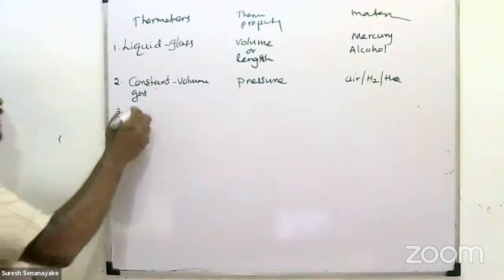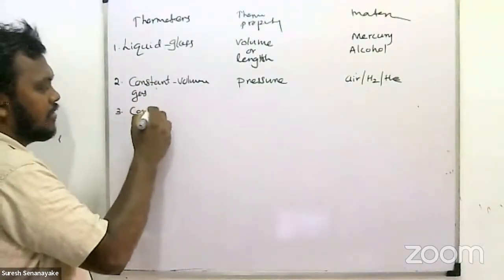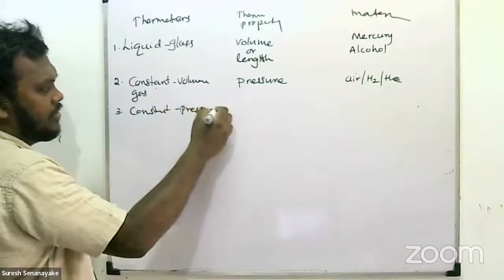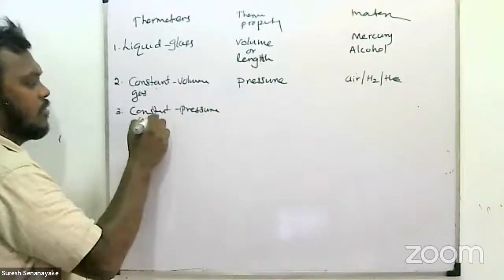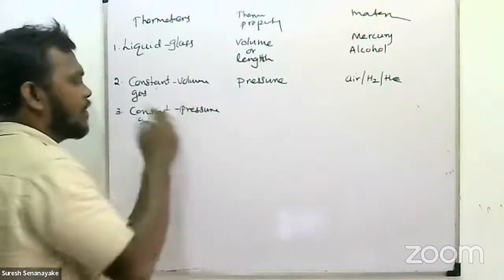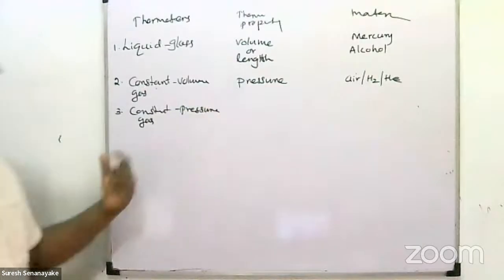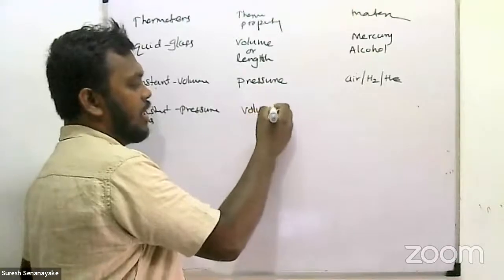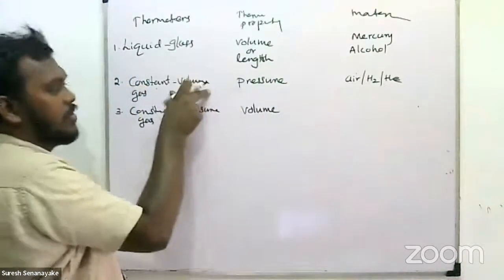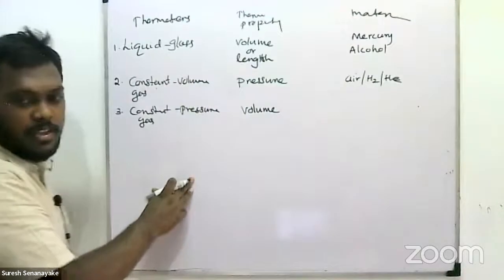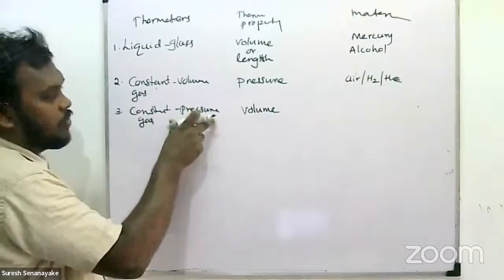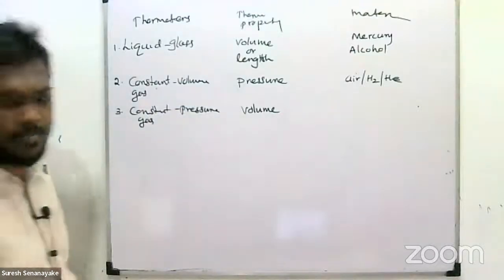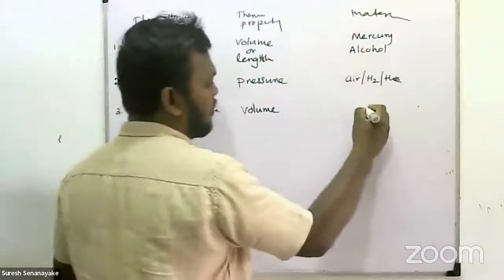The third one is similar to this. It's a constant pressure gas thermometer. The constant volume gas thermometer measures the pressure, but for the constant pressure gas thermometer, its thermometric property is the volume. Here you keep the volume constant, so the pressure changes with the temperature change. And here you keep the pressure constant, then the volume changes with temperature. Right. So it's the same thing, same materials you can use.